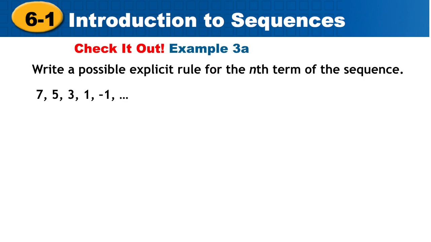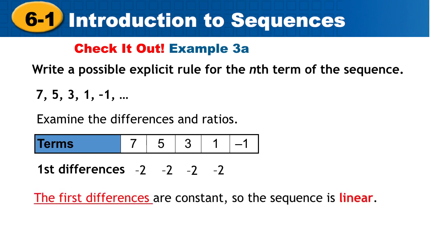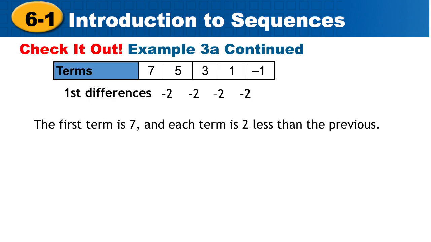So another example. Let's check their first differences first. 5 minus 7, negative 2. 3 minus 5, negative 2. 1 minus 3, negative 2. Negative 1 minus 1, negative 2. So they're all negative 2. So first differences are same, constant, which means we have a linear pattern. So we are going to write it in mx plus b form. Your b is 7, the first term is 7.